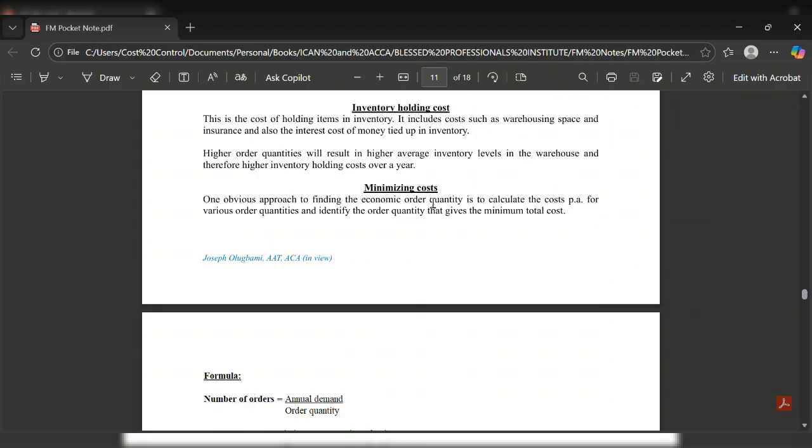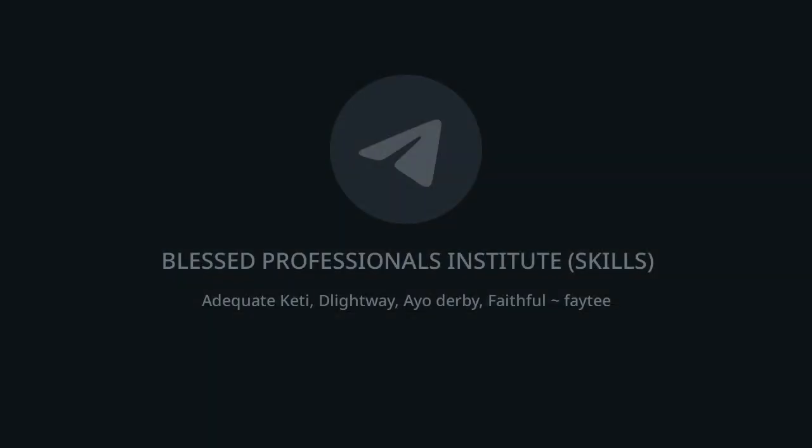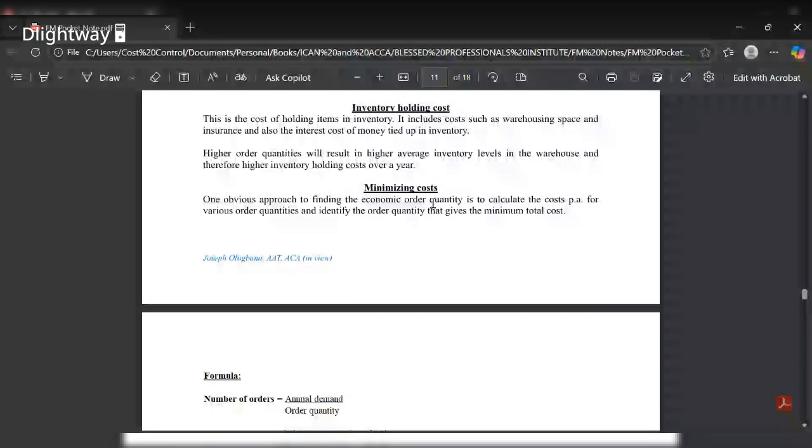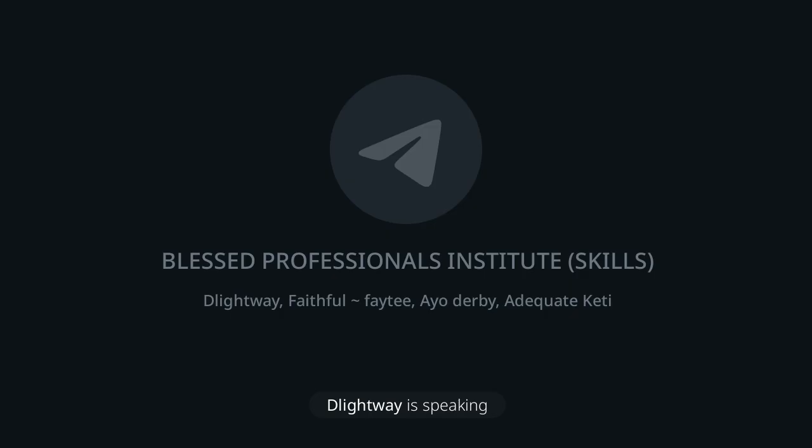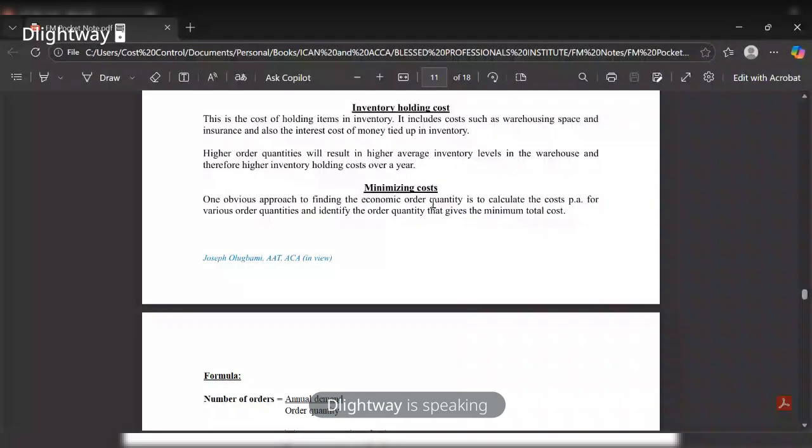If you are just spending money anyhow, you can't make profit. And how do we do this? Money is tied up in form of goods. And now the company will eventually make loss.